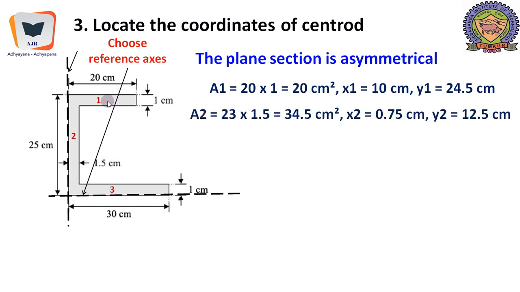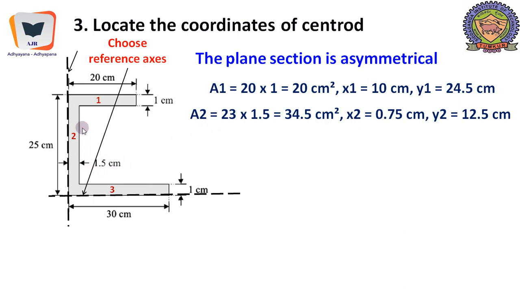Now A1 of the first figure is 20 into 1. Here the dimension is 20, this is 20 into 1. And x1 is 10 centimeters. The centroid of this particular elementary area is somewhere over here. It is at half of 20 centimeter, therefore it is 10 centimeter. And y1 is 24.5, because here till here, it is 25 centimeters, and we will reduce 0.5 over here because centroid of this is over here. Therefore 25 minus 0.5 will give us 24.5.